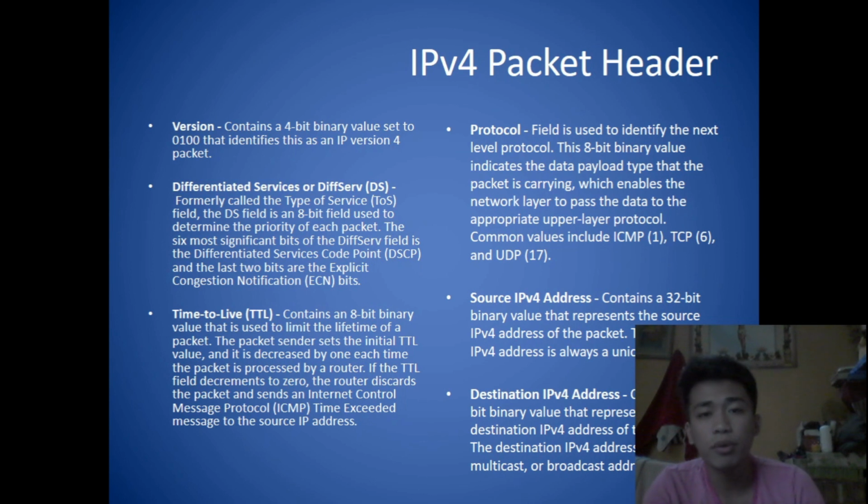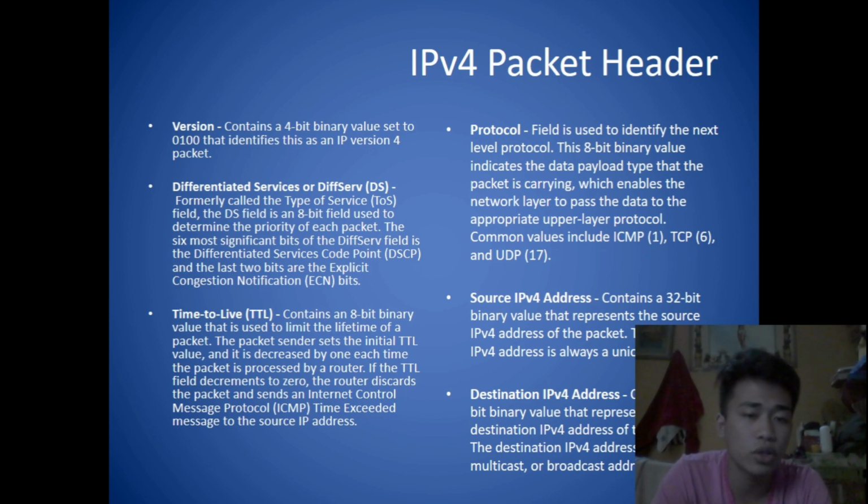So in the IPv4 header, as I said, we have a version. It contains a 4-bit binary value set to 0100 that identifies this as an IP version 4 packet. So differentiated services, or DiffServ, or DS. It is formally called the type of service, or TOS. The DS field is an 8-bit field used to determine the priority of each packet.